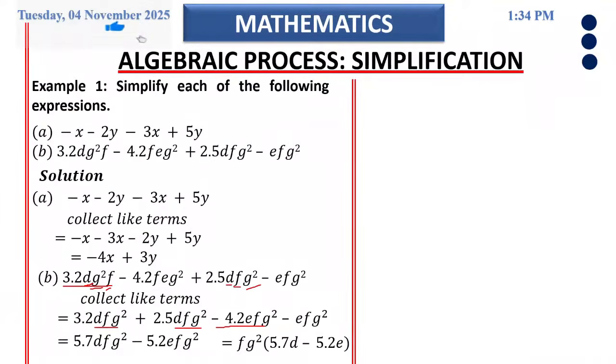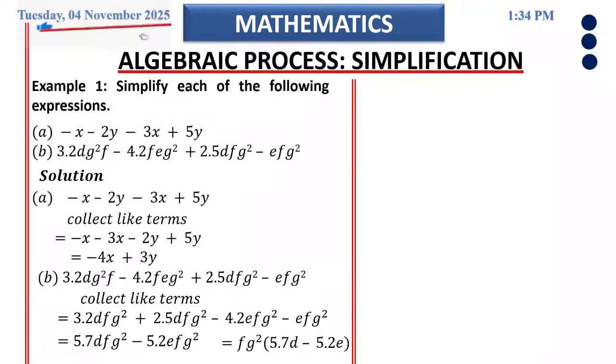If you look at it very well, you don't leave your answer until there is nothing else to be done. If you stop when there is still something to be done, your answer cannot be taken as final. Yeah, so you'll be wrong. So if you look at this very well, they have a common factor, which is fg square, which we are going to factorize out.